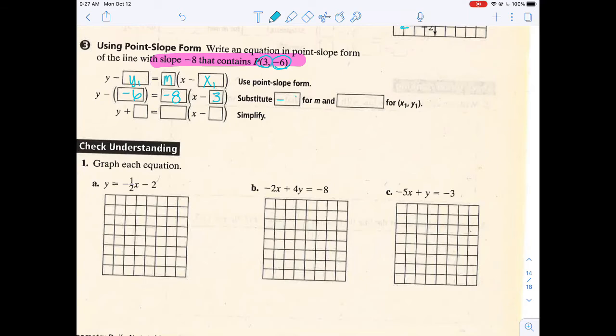Okay, so all we did was substitute in -8 for m, and the point 3, -6 for x1, y1. Two negatives make a positive, so y plus 6 equals -8 times x minus 3, and that is it. That's all you have to do for point slope form.